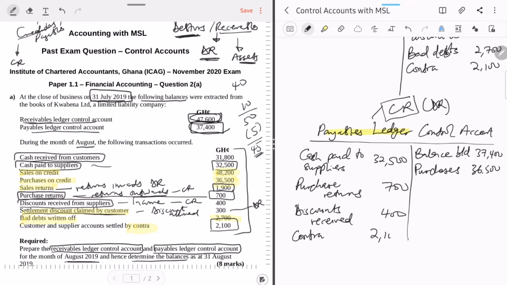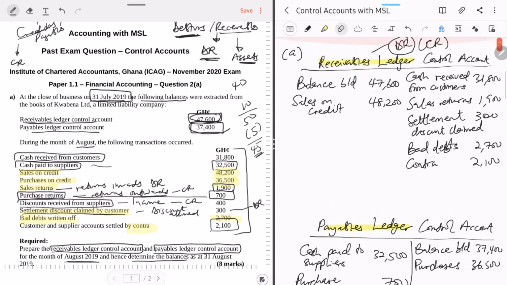of 2,100. Take note, contra is the only thing that you have to do a double entry for, like you enter it twice. The rest of the things you can see, they just featured just once and that was enough, right? So that is it. I think I missed this. Good.